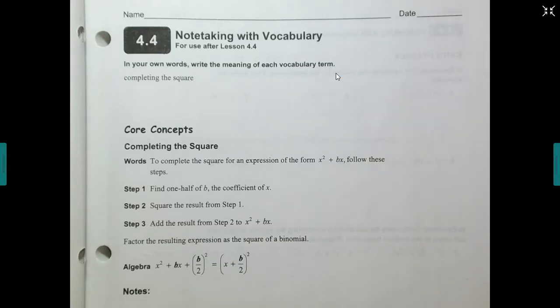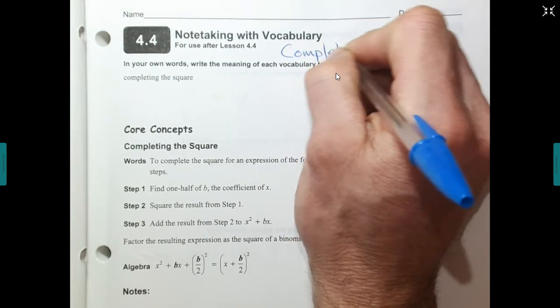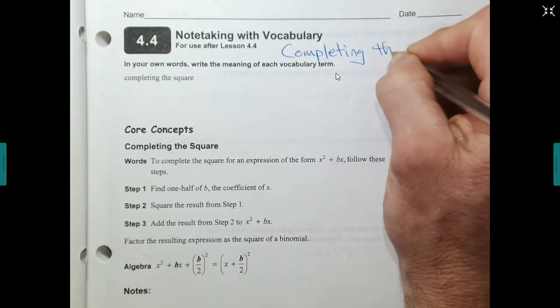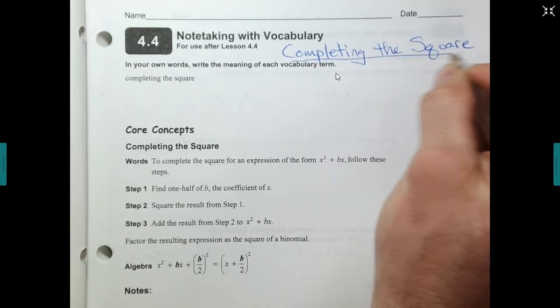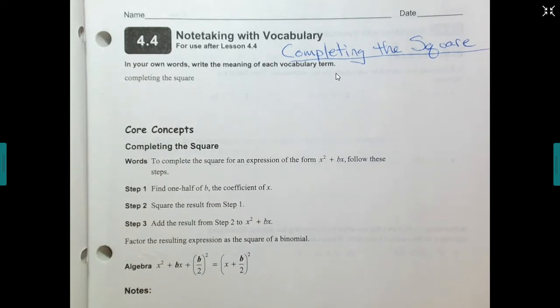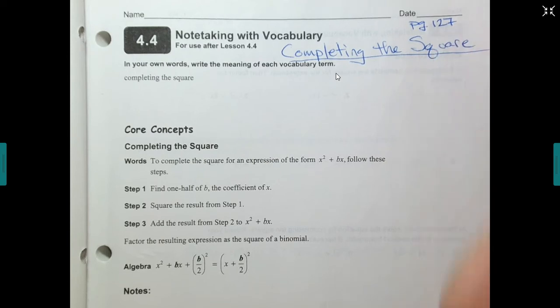Today we are going to be doing completing the square. So if you'll join me, we are on page 127. We're going to take notes on page 127.